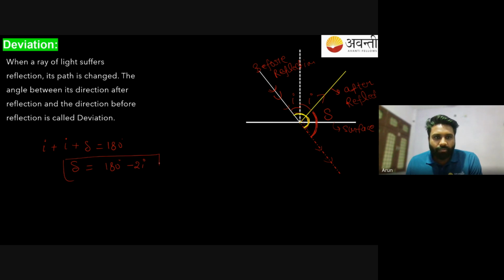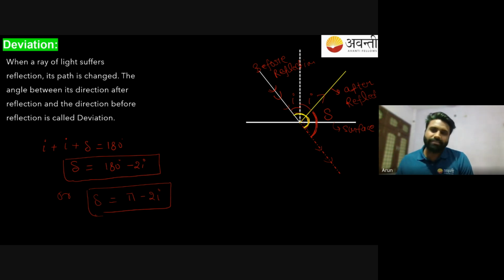So this is the formula for deviation, or you can also write it in terms of radian: pi minus 2I. So this is the deviation part. Deviation is nothing but the angle between the reflected ray and the incident ray without reflection. ठीक है, सिंपल सी बात यह याद रखनी कि रिफ्लेक्शन के बाद रे जहां पे जा रही है और रिफ्लेक्शन से पहले जहां पे रे जाती है, उनके बीच में क्या एंगल है, that is the deviation. Okay, got it? I hope you got it. If you have any doubt, you can ask in the chat box.